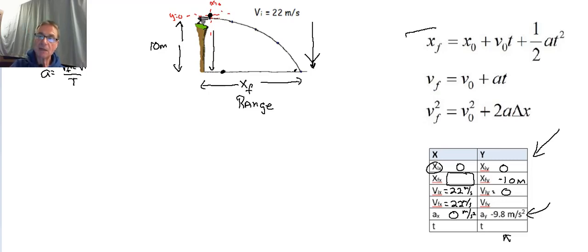So I'm going to use the same equations here. The key is when I use these equations, I can use them in either the x dimension or the y dimension, but I can't mix up the data.